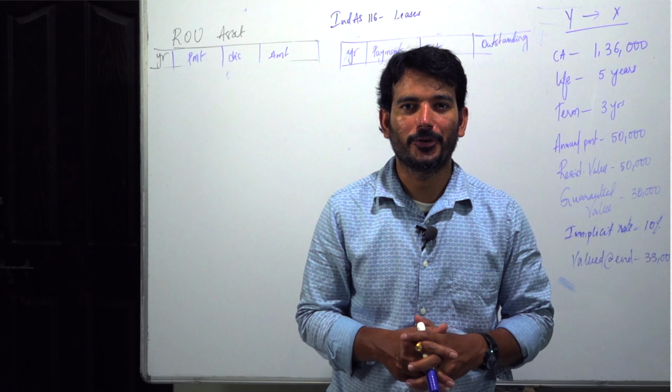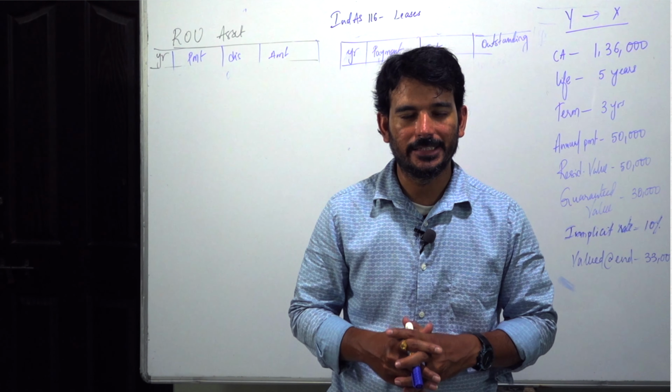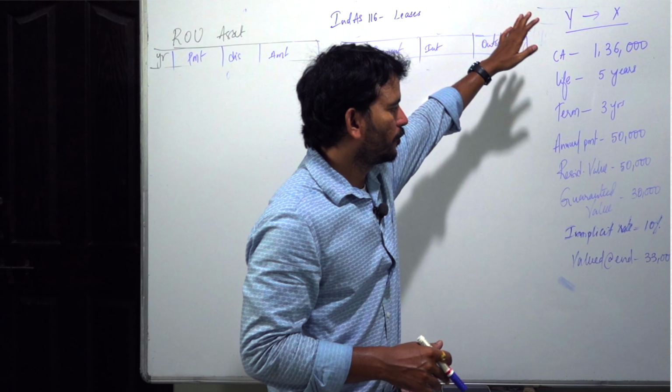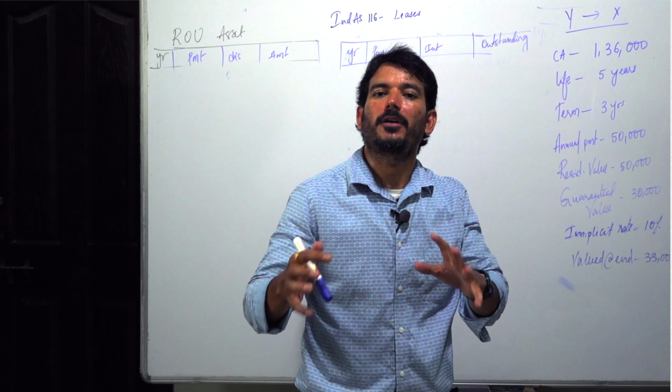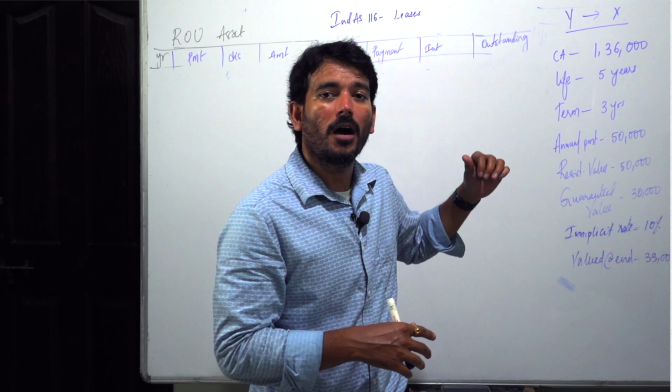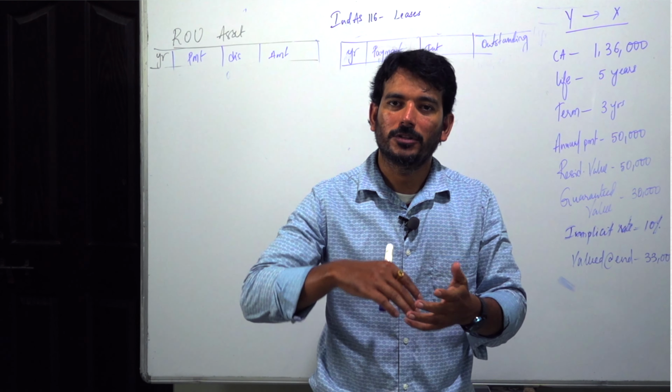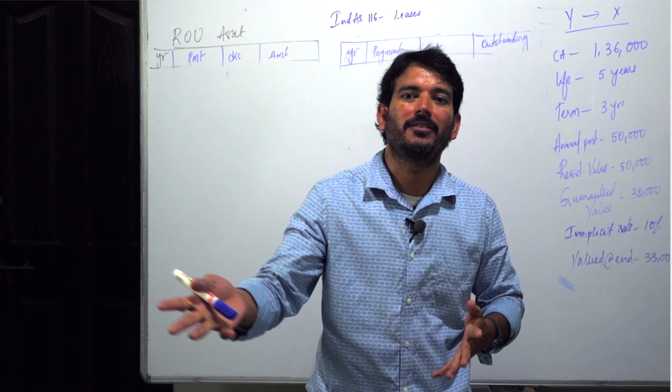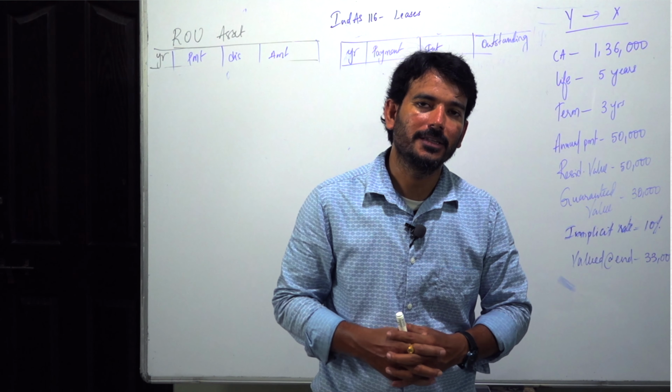In this video, we are going to talk about Ind AS 116 leases. I have taken a question here. From this question, we will be trying to look at it from the lessee's point of view as to how the general entry will be written, how the ROU asset will be recognized, how the calculations will be done, how the interest unwinding will be done. All those things we'll be seeing in this video.